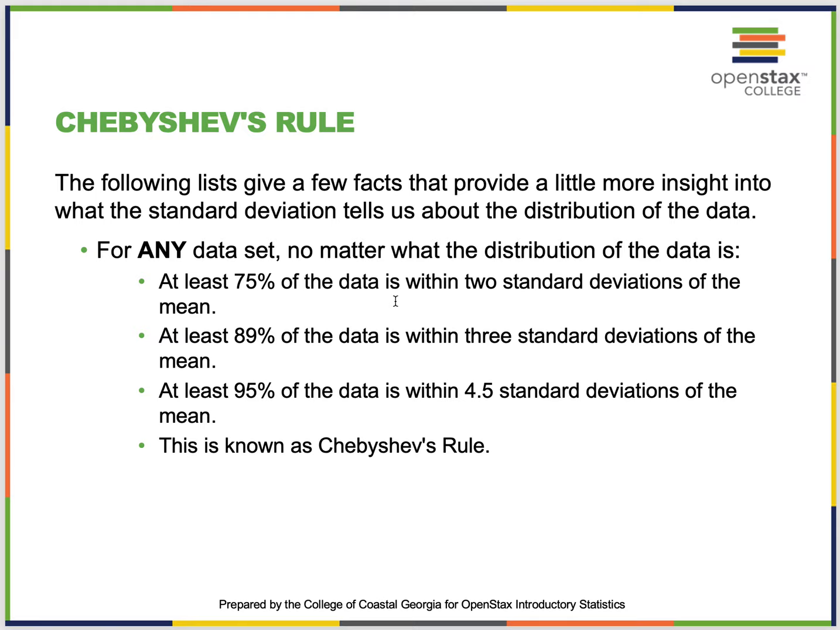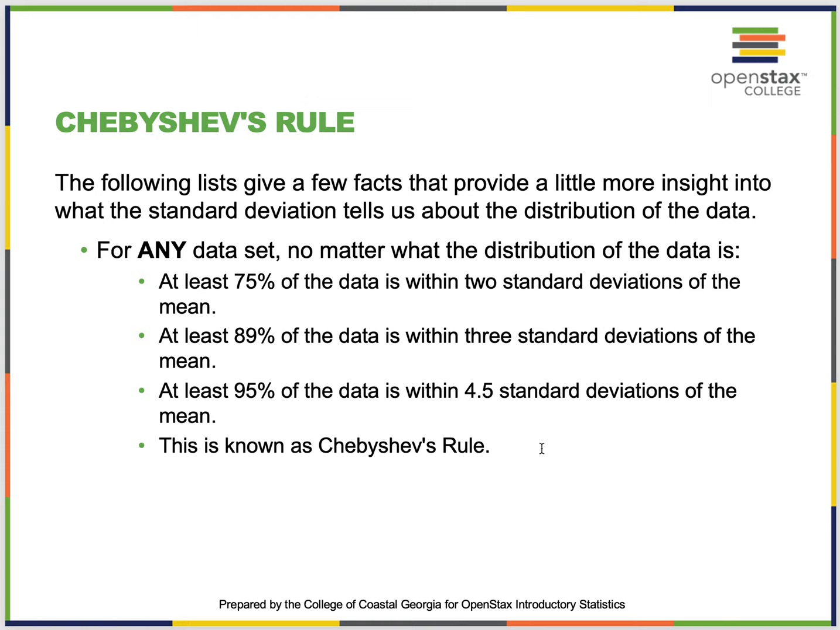No matter what the distribution, at least 75% of the data is within two standard deviations of the mean, 89% is within three standard deviations, and 95% of the data is within 4.5 standard deviations. Now notice again, 2, 3, 4.5. Use numbers or words consistently. This is known as the Chebyshev rule. I don't know how often we do that.